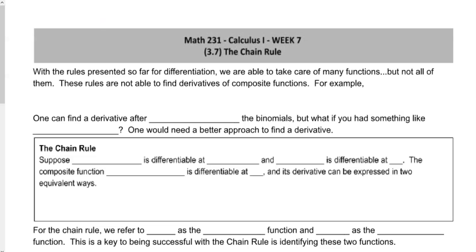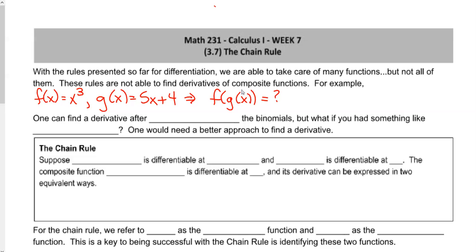So, for example, let's look at a composite function. Let f of x equal x cubed, and g of x equal 5x plus 4. Then what is the composition of those two functions? We've already gone over this with composites. We take the g function and put it into the f function wherever we see an x. So that is taking the 5x plus 4 and cubing it.